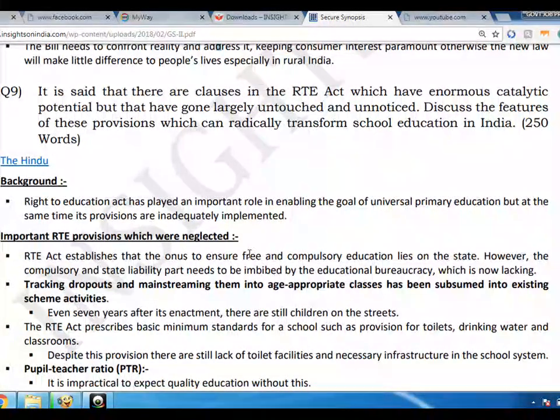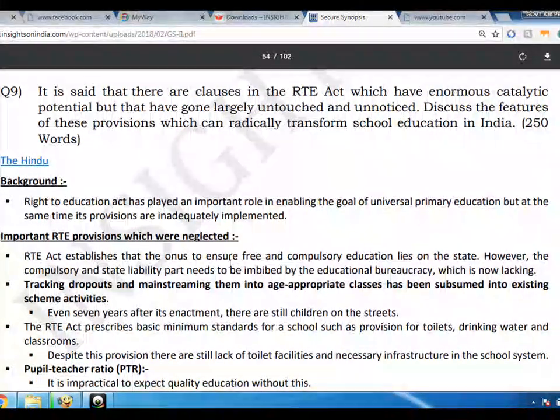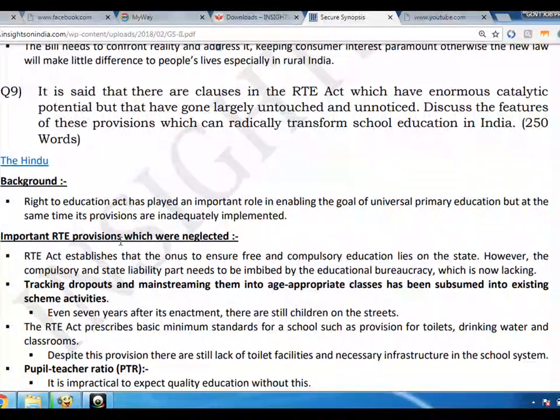Background. The Right to Education Act has played an important role in enabling the goal of universal primary education, but at the same time its provisions are inadequately implemented. Important RTE provisions which were neglected. The RTE Act establishes that the onus to ensure free and compulsory education lies on the state. However, the compulsory and state liability part needs to be imbibed by the educational bureaucracy, which is now lacking.